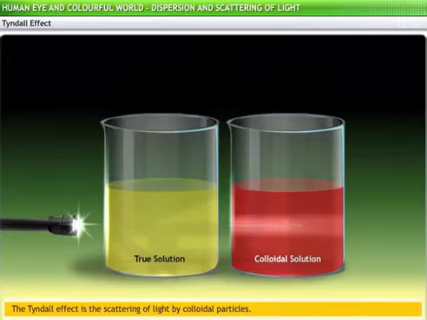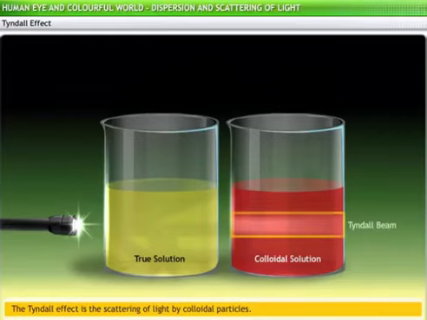When the beam of light is scattered by the colloidal particles in the solution, its path is illuminated. This phenomenon of the scattering of light is called the Tyndall effect. The illuminated path of the beam is called the Tyndall beam. Is it only in colloidal solutions that we see the Tyndall effect?